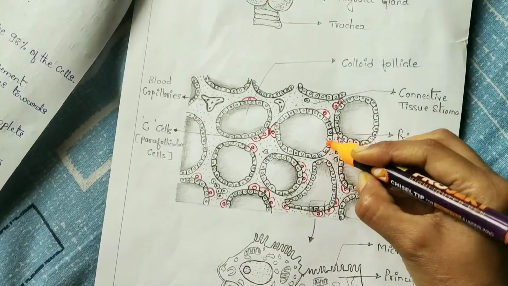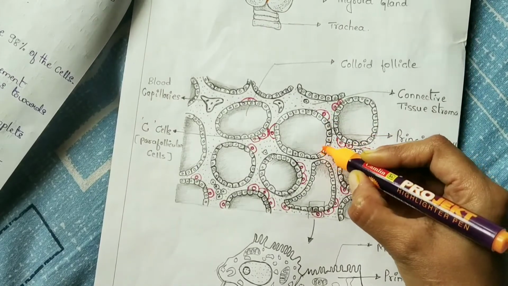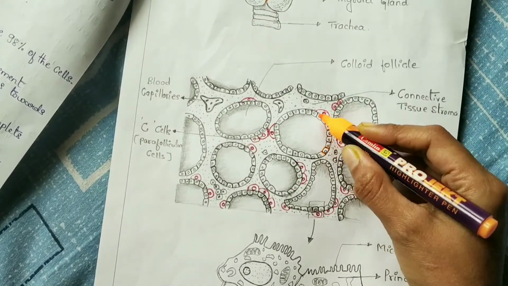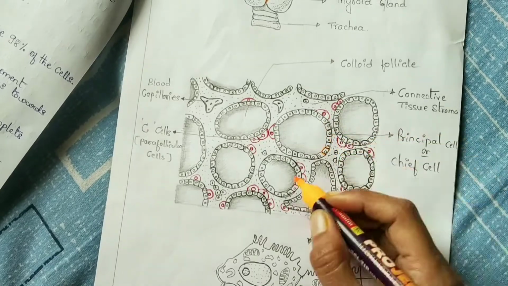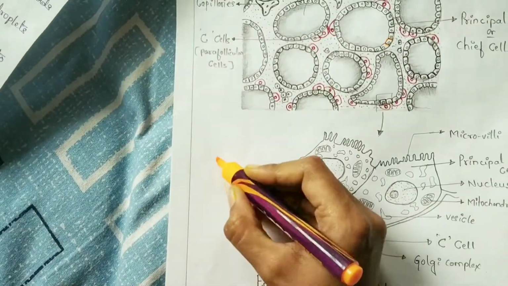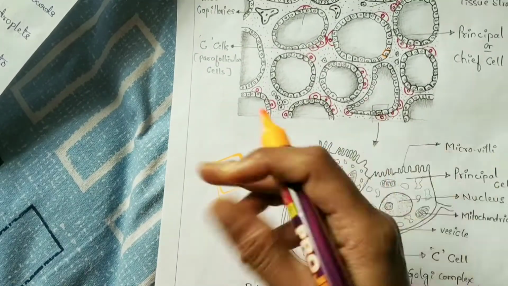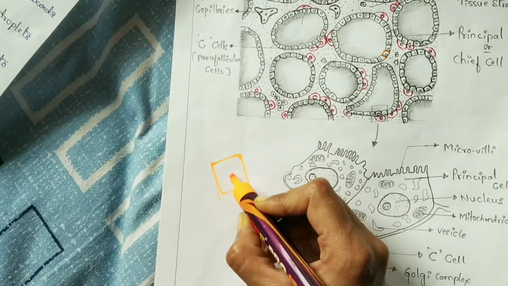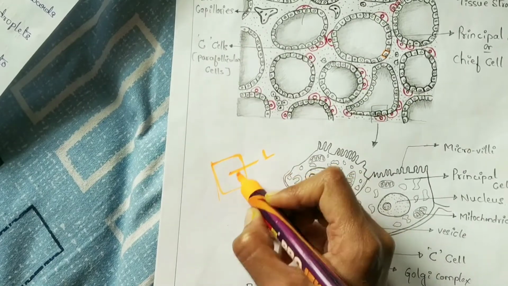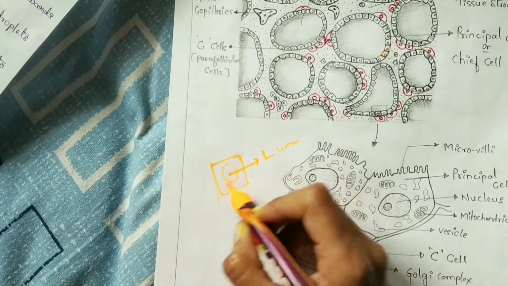These cells are called follicle cells, a large number of cells in cuboidal shape. These are called follicular cells. If you take any cell, or a vessel, a blood vessel or an artery, this center part will act as the lumen.